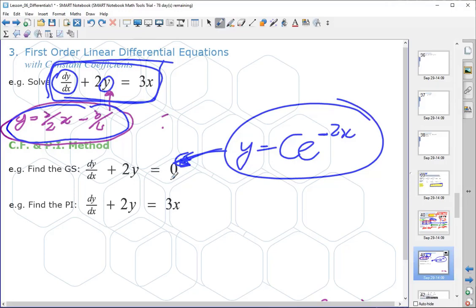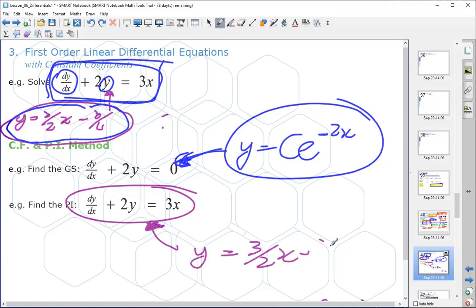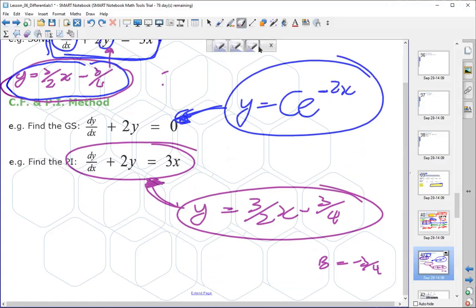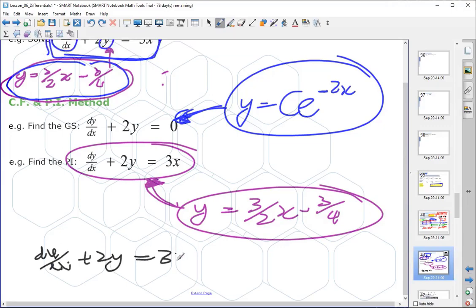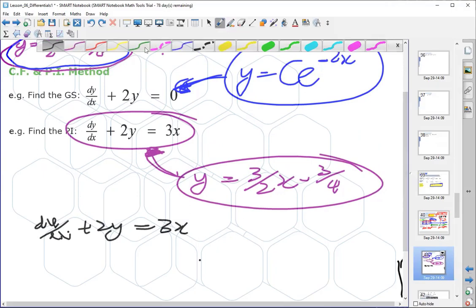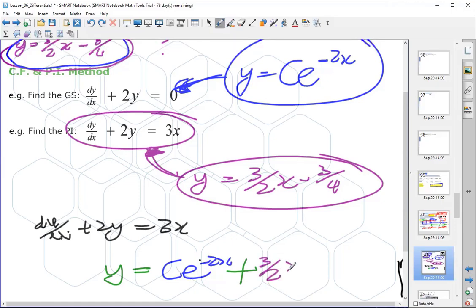We knew that by nothing more than guesswork, an experimental let's-try-it-and-see. We know that y equals 3 over 2x minus 3 over 4 works. If you multiply by 2, you get 3x minus 3 over 2, and you differentiate to get 3 over 2, you add the two together, it gives you 3x. And so I'm going to propose that the solution to the equation dy by dx plus 2y equals 3x is actually this: y equals ce to the minus 2x plus 3 over 2x minus 3/4.